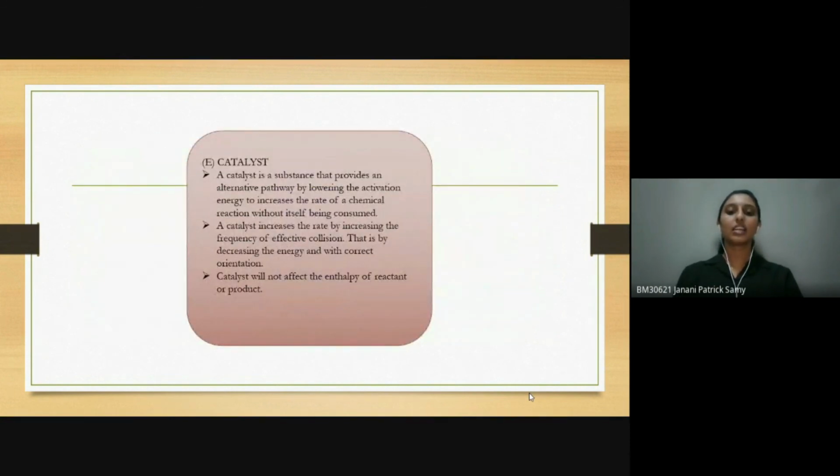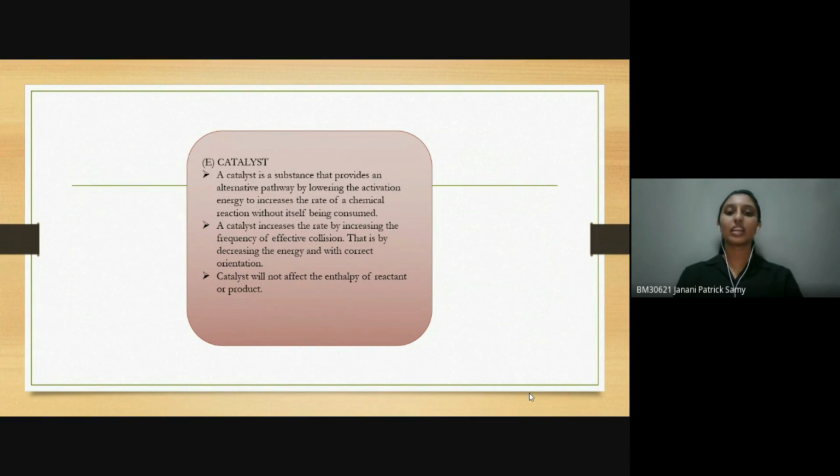And last is catalyst. A catalyst is a substance that provides an alternative pathway by lowering the activation energy to increase the rate of a chemical reaction without itself being consumed. A catalyst also increases the rate by increasing the frequency of effective collisions, that is, by decreasing the activation energy with the correct orientation. Catalysts will not affect the enthalpy of the reactant or the product.